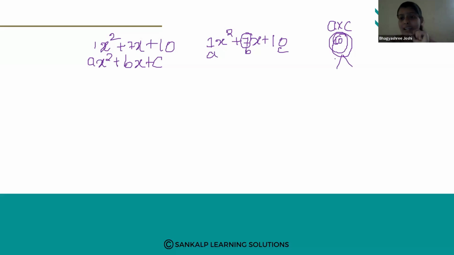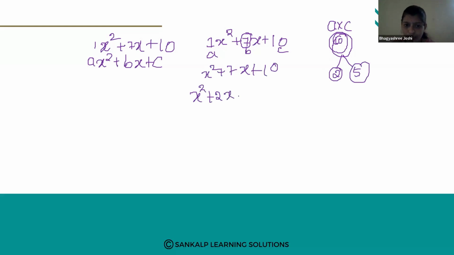Which numbers should we take now? Yes, very good. Very fine answer. 2 and 5. 2 fives are 10. 2 plus 5 is 7. Very good students. Okay. X square plus 7x plus 10. X square plus 7x can be written as x square plus 2x plus 5x plus 10. So make two groups, one is x square plus 2x and the other is 5x plus 10.